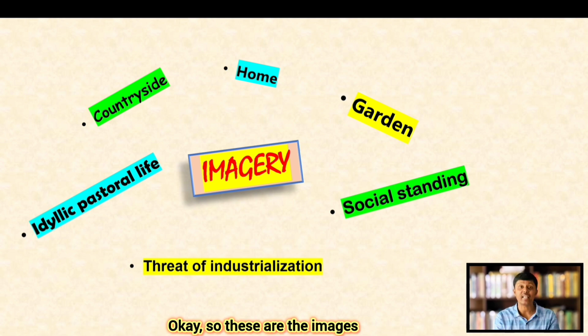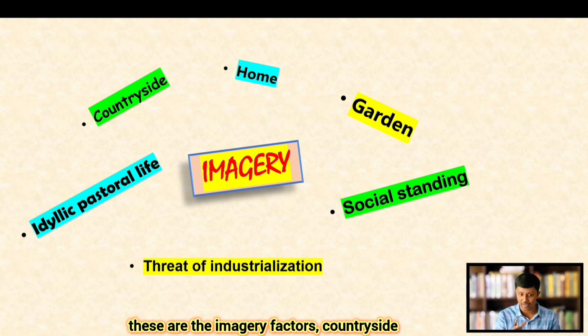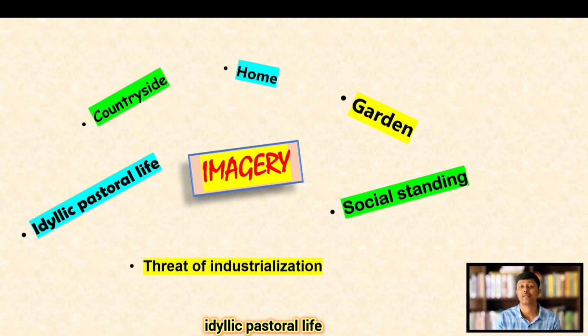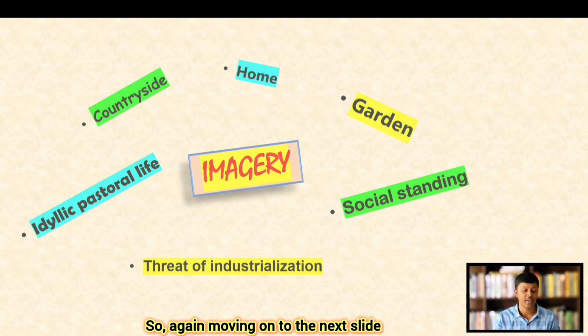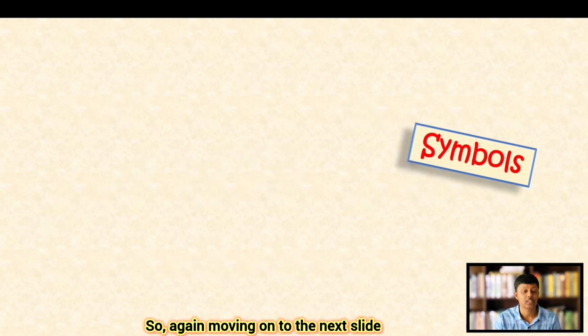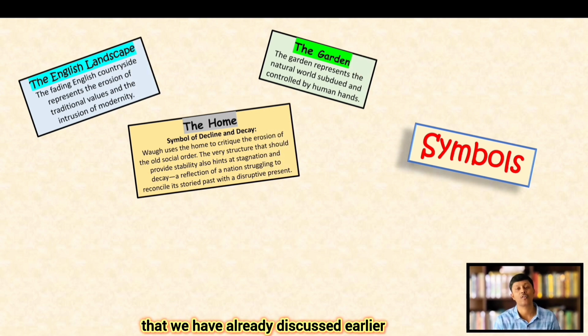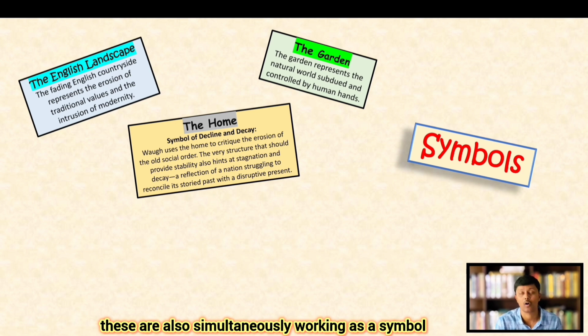Okay, so these are the images, these are the imagery factors: countryside, home, garden, social standing, threat of industrialization, idyllic pastoral life. So, again, moving on to the next slide, symbols. These three symbols that we have already discussed earlier, the English landscape, the garden, the home, are also simultaneously working as a symbol or symbols.